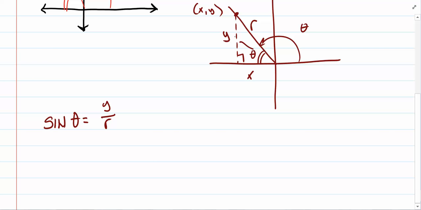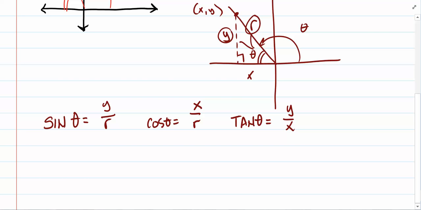So opposite y over hypotenuse r. What's the cosine of theta then defined to be for any angle? No. Cosine deals with x over r. Nice job, Rachel. And then tangent of theta is going to be defined to be y over x. Yeah, very good.